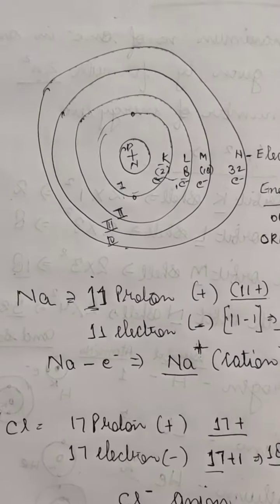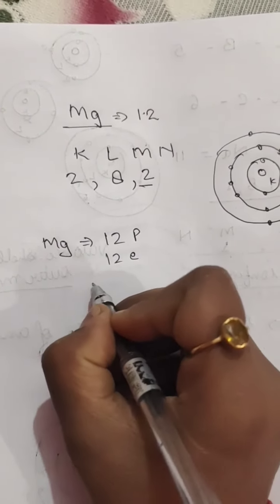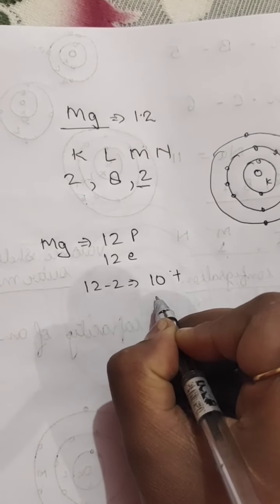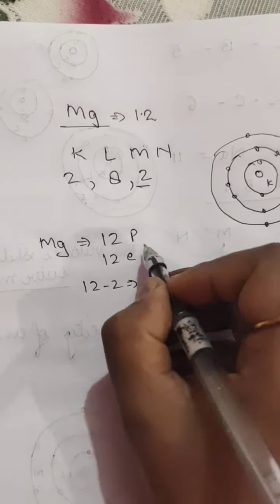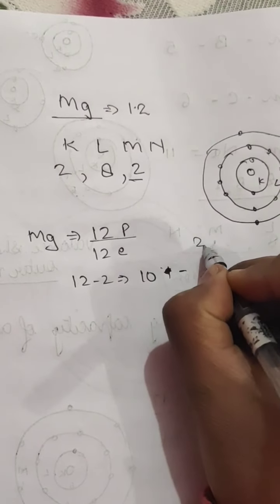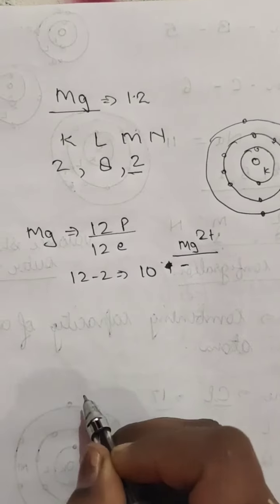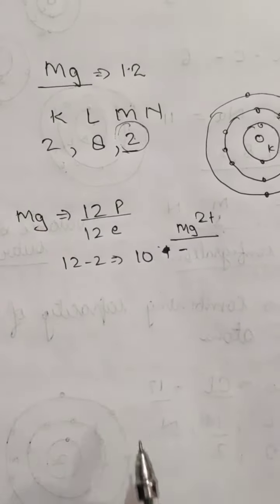As we know it forms a positive ion, if magnesium donates its 2 electrons, then magnesium, which has 12 protons and 12 electrons, will have only 10 negative charges, and the positive charge will remain the same. So more positive charge, that means 2 plus. So magnesium will form a positive ion, a 2 plus ion. In the case of magnesium, it combines with 2 electrons. This is the combining capacity of magnesium.